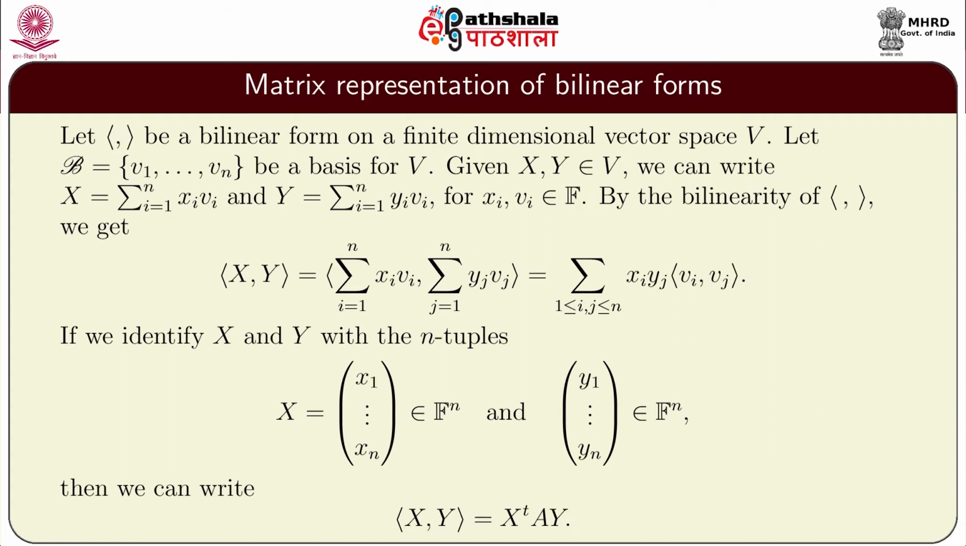a basis for V, which is given by this set consisting of the vectors v1, v2 and so on up to vn. Now, given x, y in V, we can write x as a linear combination of vi's given by summation xi vi, i equal to 1 to n, and y is equal to summation yi vi, i equal to 1 to n, such that xi's and yi's are scalars. Now, if we compute this inner product x comma y, then by the bilinearity, we obtain inner product summation i equal to 1 to n xi vi comma summation j equal to 1 to n yj vj is equal to the summation over i and j both, xi yj inner product vi vj.